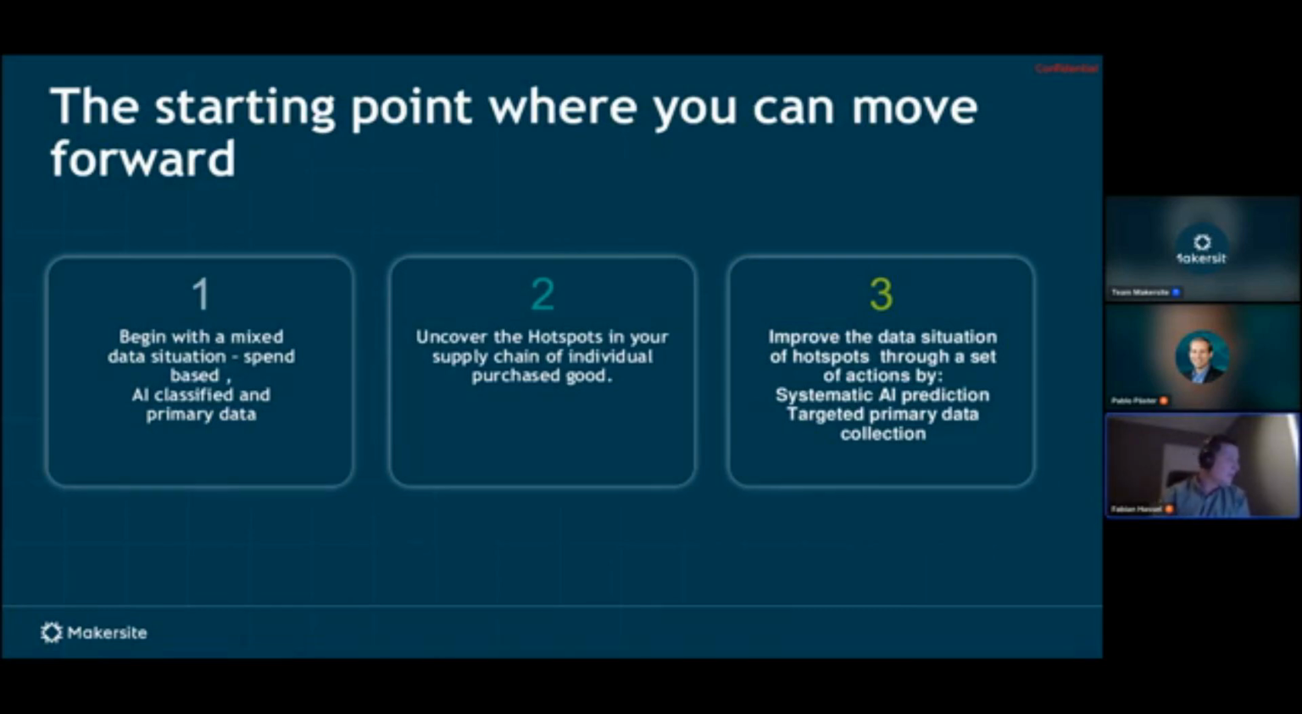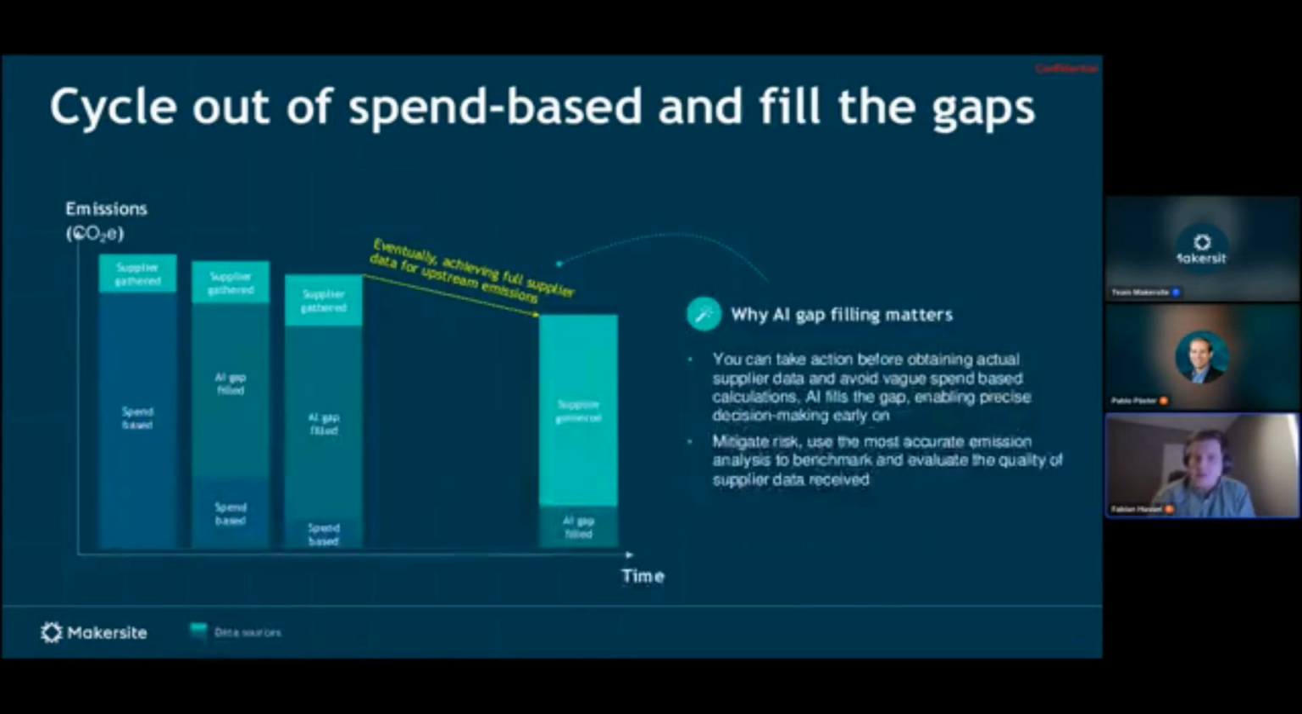Now, it's also a question then, once I've started with this, how do I cycle it out, right? Wait a second, it's always the wrong button here that I'm pressing. Sorry for that. How to cycle out of spend-based data and basically fill the gaps. And that's what we see here.